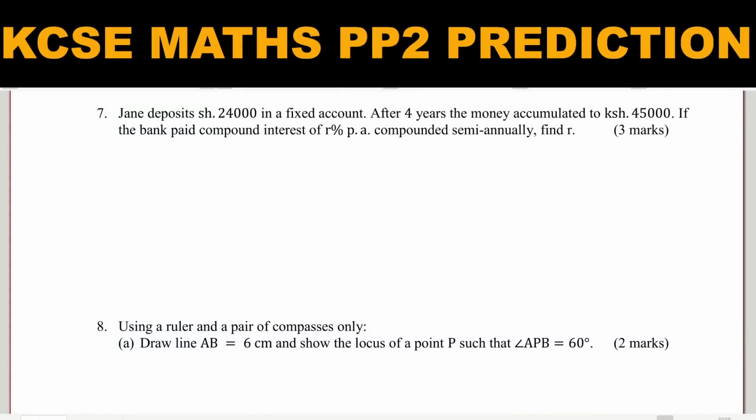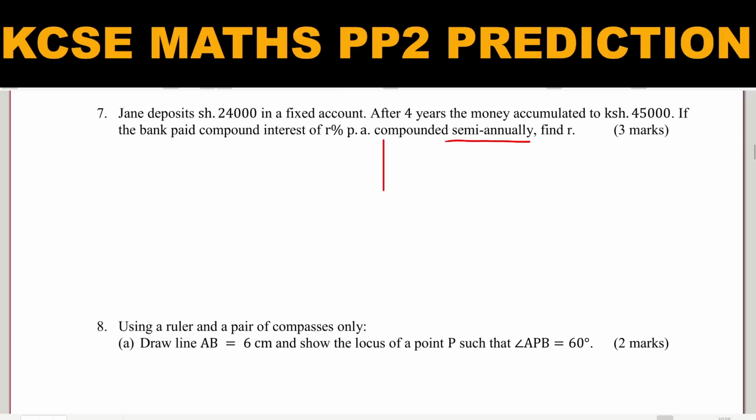Jane deposits 24,000 in a fixed account. After 4 years, the money accumulated to 45,000. If the bank paid compound interest of R% per annum, compounded semi-annually, find R. So in this question, R is the rate, and there are some things that you need to take note of, that this rate of interest is compounded semi-annually, meaning in 1 year, there will be 2 interest periods. That is what I mean by semi-annually.